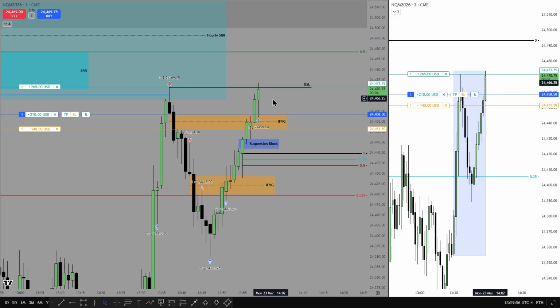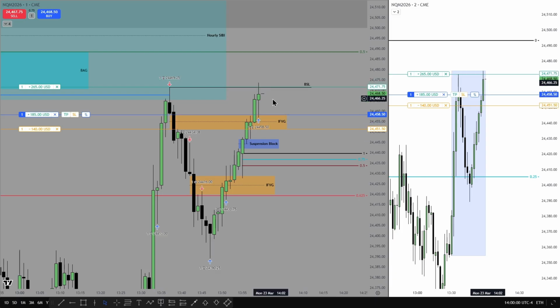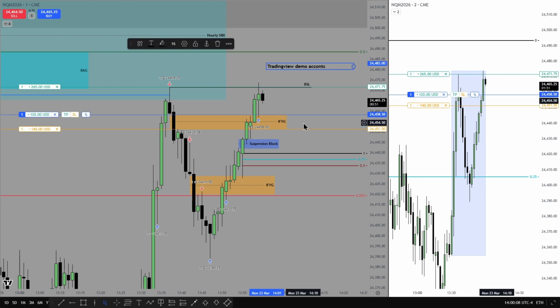And here it tags my take profit, but it just doesn't fill me for some reason because TradingView demo accounts, they suck. They're just terrible. They fill you like 5 minutes later, and if it doesn't linger above your take profit, it doesn't give you the full take profit. So it is what it is. It does give me the fill later, but I have to wait a few minutes.